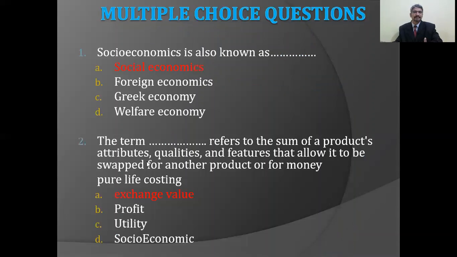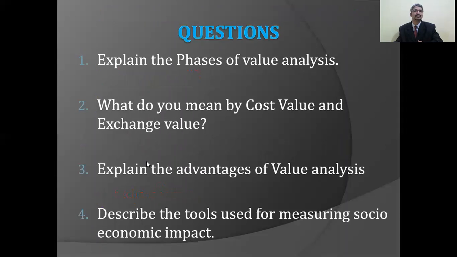Now, the part of MCQ, multiple choice questions. Socio-economic is also known as: the options are socio-economics, foreign economics, Greek economy, or welfare economy. And the answer is socio-economics. Next illustration: the term dash refers to the sum of a product's attributes, qualities, and features that allow it to be swapped for another product or for money, like costing. So, exchange value, profit, utility, socio-economic. The word swap can give you the answer. We should go for exchange value.